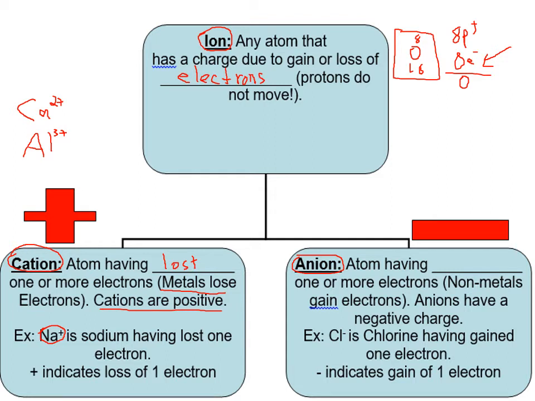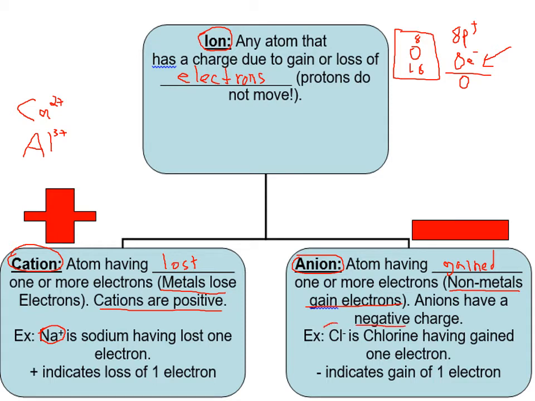The other type of ion is an anion. It's an atom having gained 1 or more electrons. So remember, electrons are negative thoughts. If you gain a negative thought, you become a negative person. So when atoms gain electrons, they become negative, also called anions. And it's not the metals that become anions, but it's actually the non-metals that become anions. So non-metals gain electrons and become anions, which have a negative charge in the end.